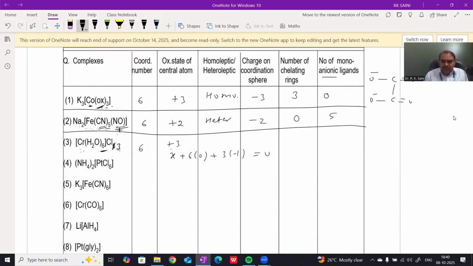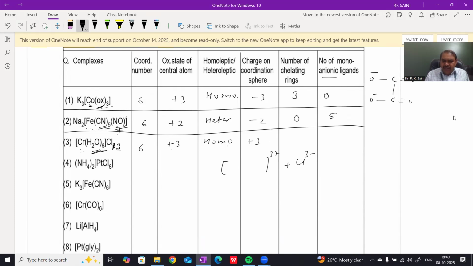Oxidation state 3. Homoleptic complex, because one kind of ligand, particularly water, is attached with chromium. Therefore, it is homoleptic. Charge on the coordination sphere is plus 3, after separating the cation and anion, 3 chloride ions. Therefore, the coordination sphere carries plus 3 charge.